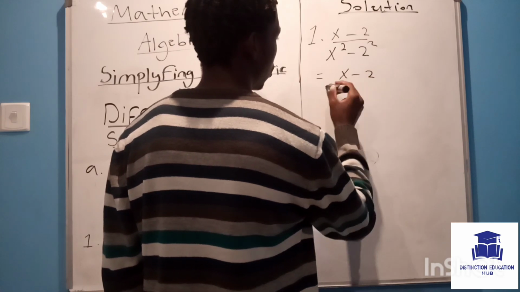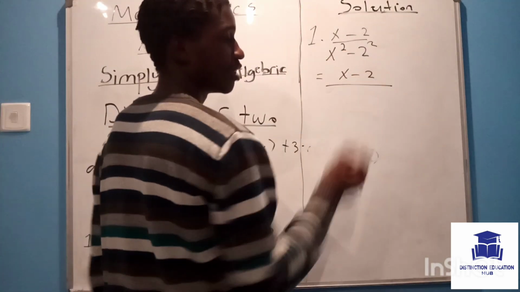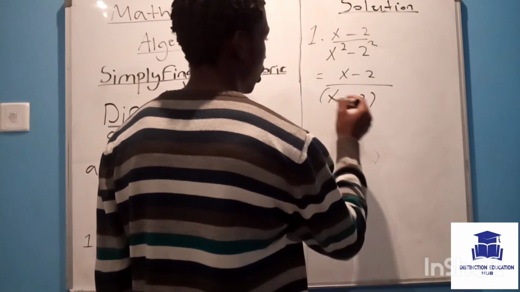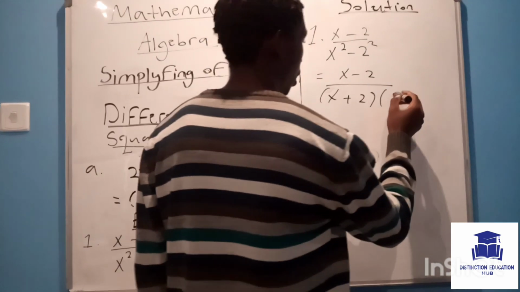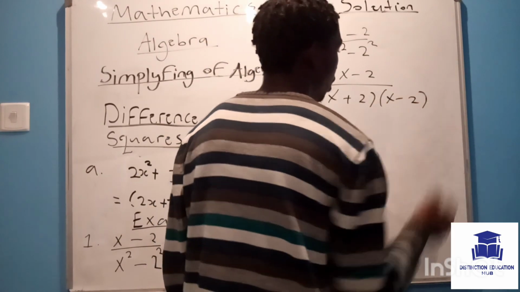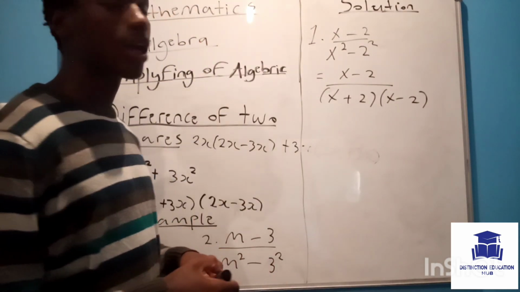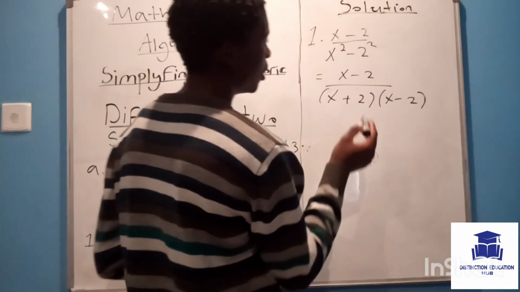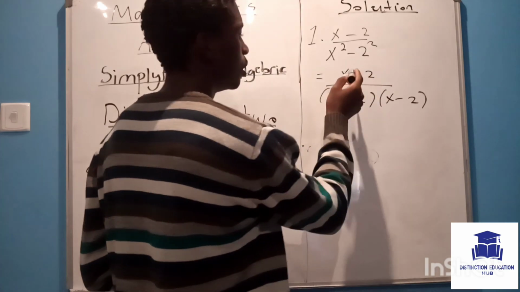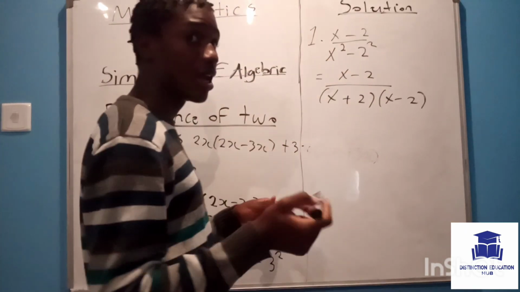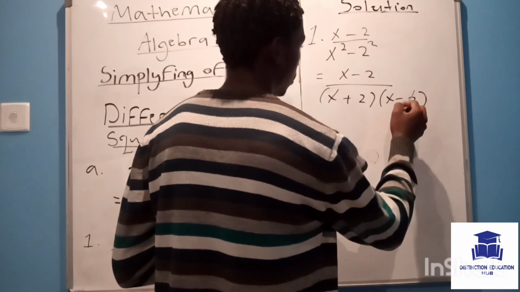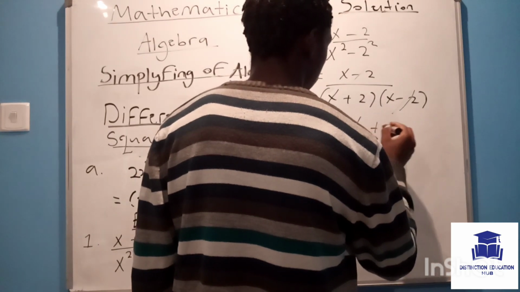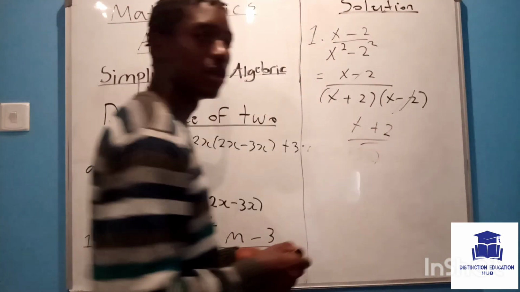x minus 2 over, when you expand this expression, you're going to have x plus 2, close brackets, and x minus 2. Then after you expand, you cancel out the like terms. Which ones are like? The x minus 2 on top and the x minus 2 at the bottom, they are like. You simply cancel. Then you remain with x plus 2. Then you get your answer. Simple and straightforward.